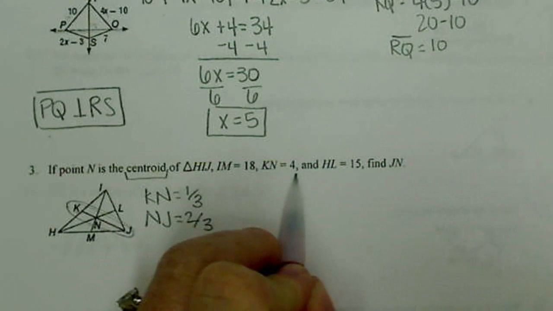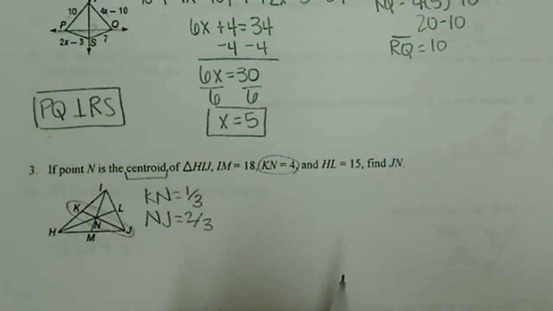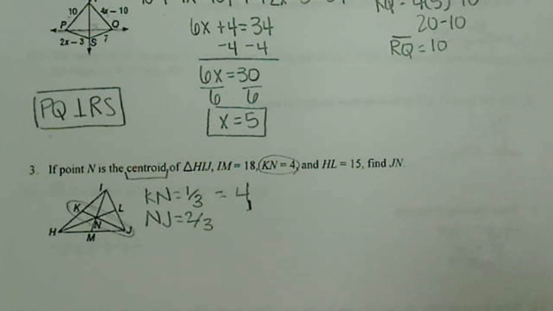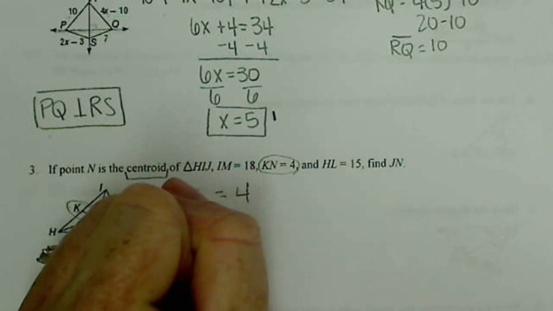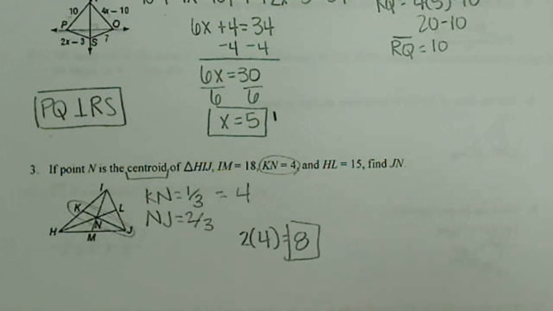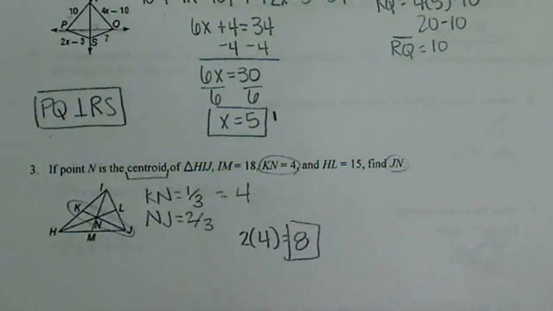So I have here KN equals 4. If KN equals 4, how long is NJ going to be? It's going to be twice as long, or 8. That's how long NJ or JN is going to be.